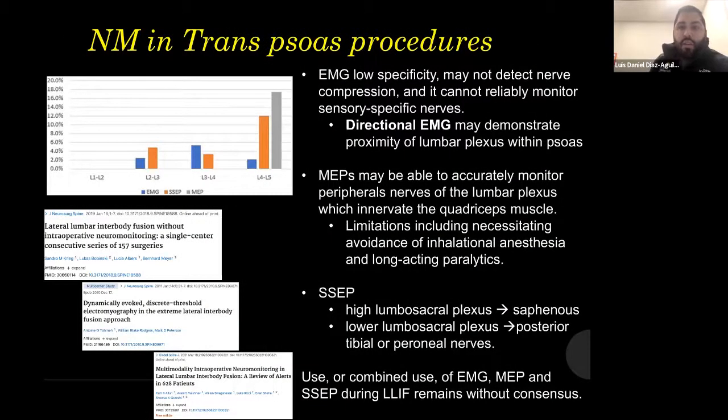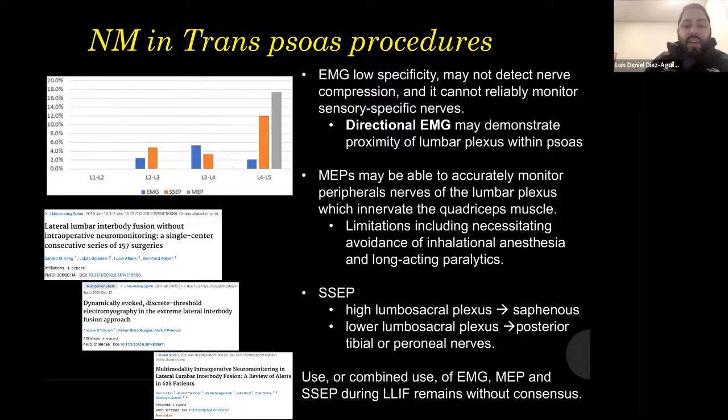The EMG, low specificity, may not detect nerve compression. However, the use of directional EMG, especially when approaching the psoas, going through the psoas, and before the eventual expansion of the retractor, allows the surgeon to identify the proximity of the lumbar plexus within the psoas. The use of MEPs is able to accurately monitor the peripherals of the lumbar plexus. However, similar limitations as within a posterior approach apply, necessitating the avoidance of inhalational anesthesia and long-acting paralytics.